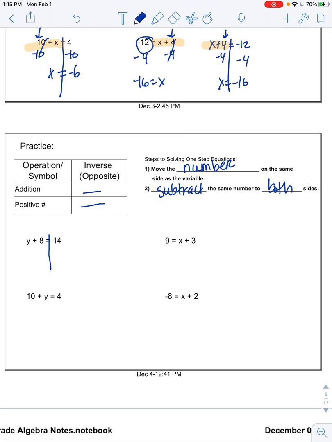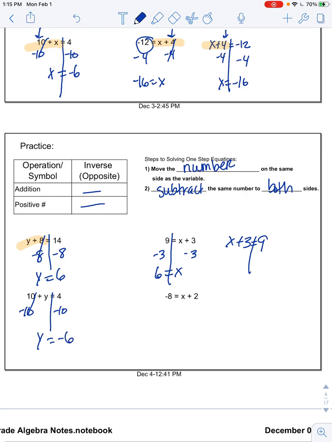Alright, so drawing my line down my equal sign, I got y plus 8 equals 14. Subtract 8, y equals 6. Okay, this is one where if you don't like that number on the left-hand side, flip it to the right, you'll still get the same answer as long as you subtract 3 from each side. 10 plus y equals 4, so minus 10, y equals negative 6. And then again, if you don't like that one, go ahead and switch it. You'll still end up with the same answer. Negative 10 equals x. So double check your answers.